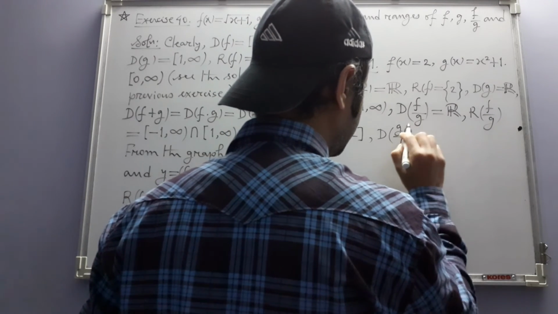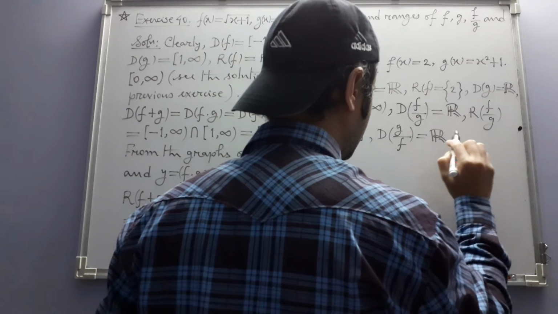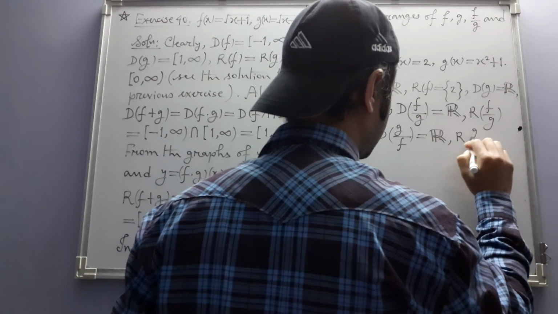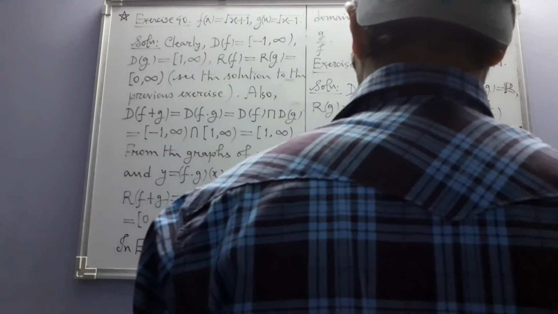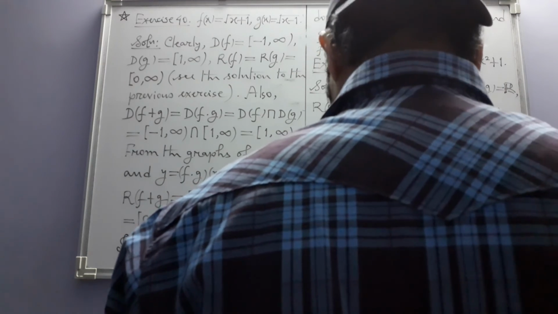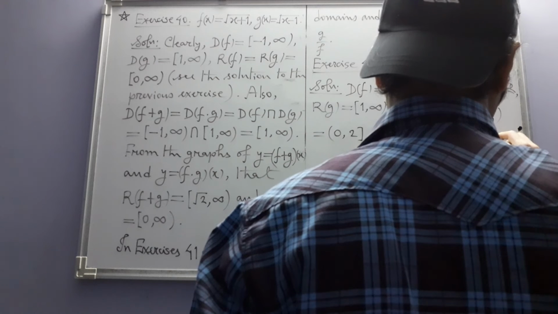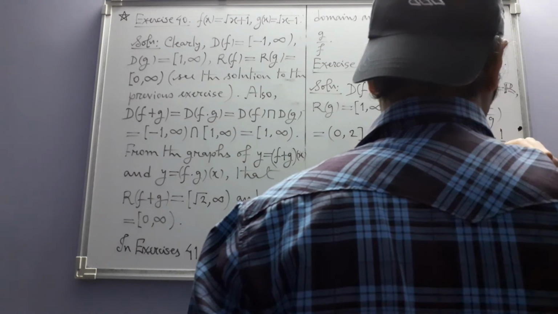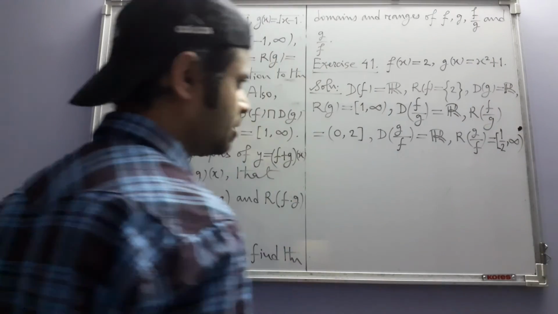Domain of g by f, just like f by g, is R, and range of g by f is going to be the reciprocal, no? So range will be unbounded, 1 by 2 comma infinity.